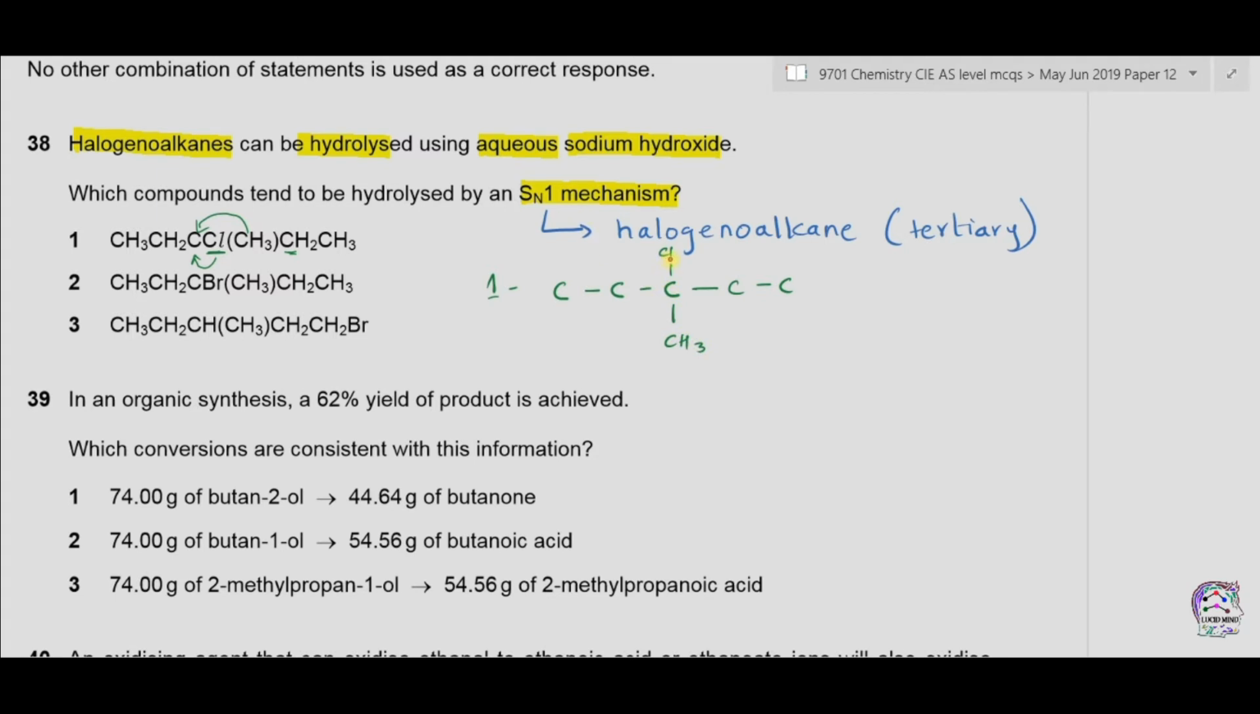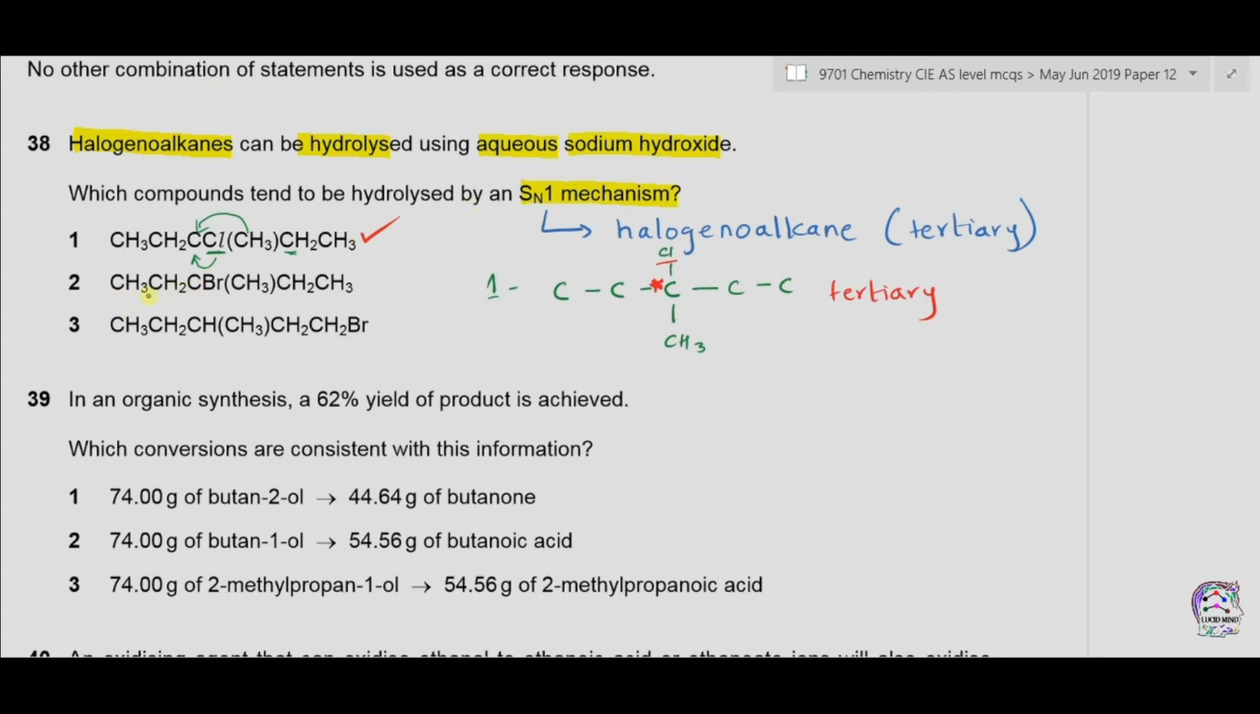Now we can find out whether the halogenoalkane is tertiary by looking at the halogen. This Cl halogen is attached to this carbon atom, and this carbon is directly attached with 3 other carbon atoms. So therefore this is tertiary structure. So it will be hydrolyzed by SN1 mechanism.